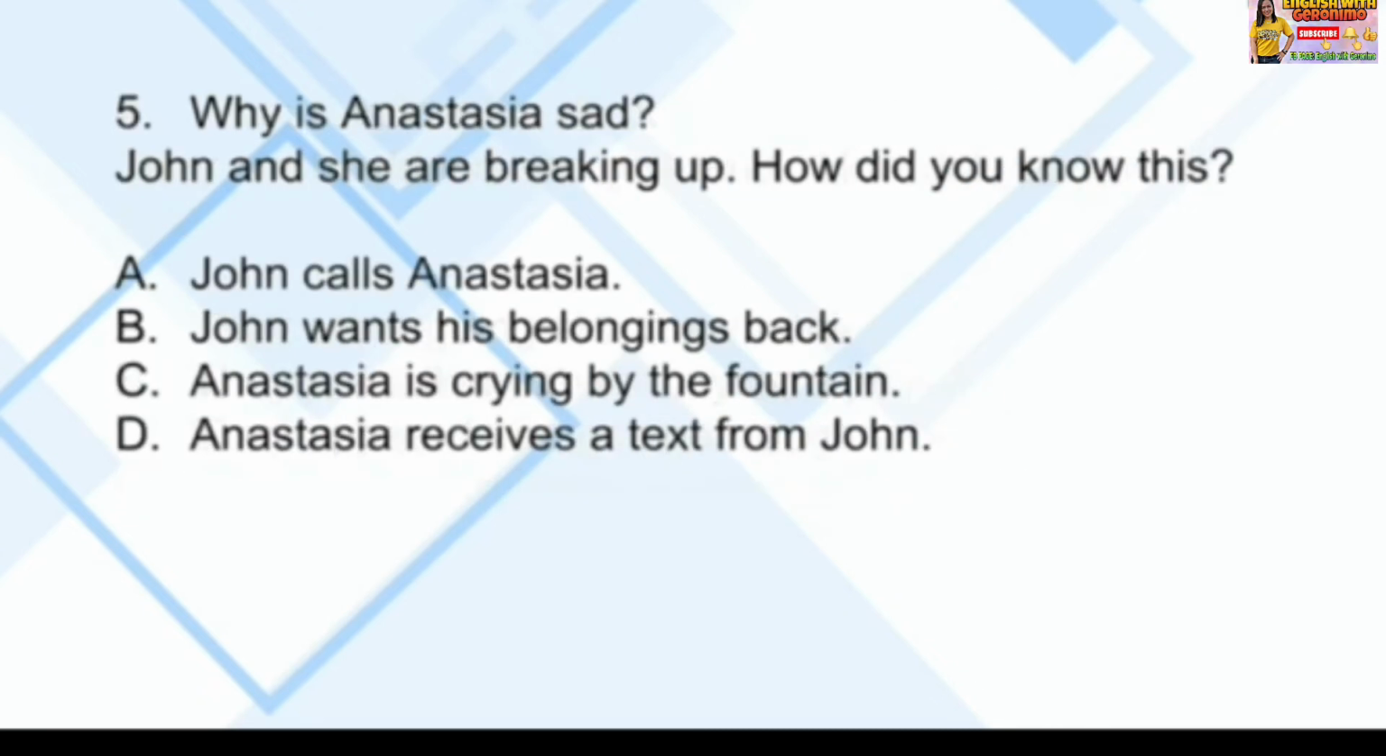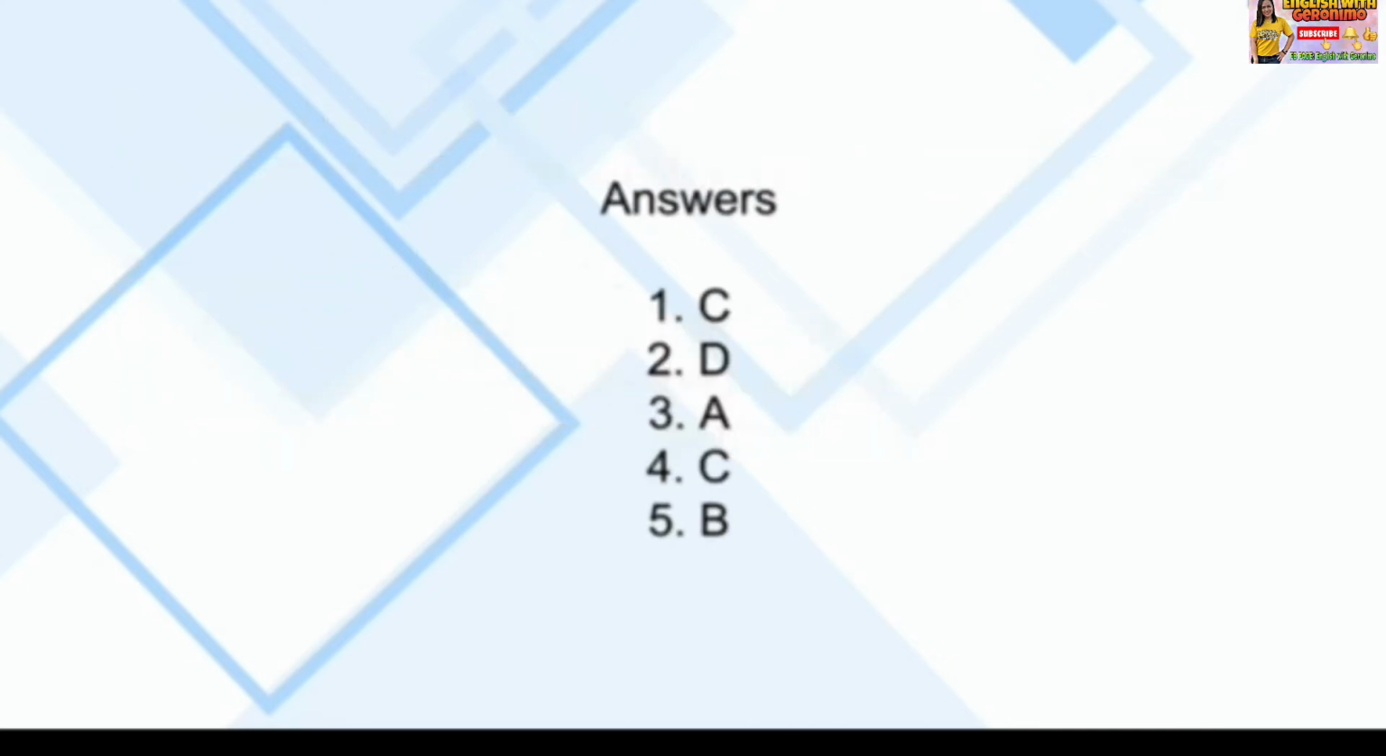Number 5. Why is Anastasia sad? If you say that because John and she are breaking up, you are right. But how did you know this? Is it because letter A, John calls Anastasia? Or letter B, John wants his belongings back? Or letter C, Anastasia is crying by the fountain? Or letter D, Anastasia receives a text from John? Here are the correct answers. Number 1 is C, number 2 is D, number 3 is A, number 4 is C, and number 5 is B.